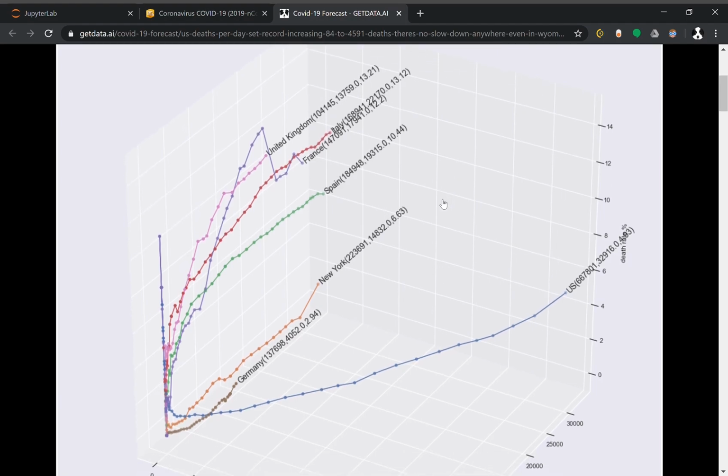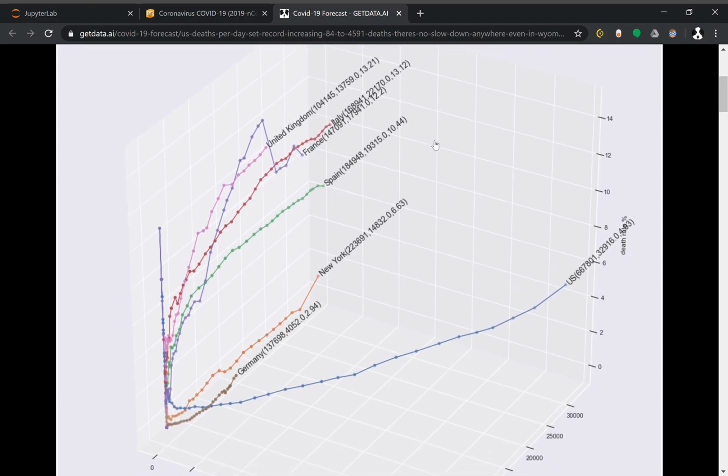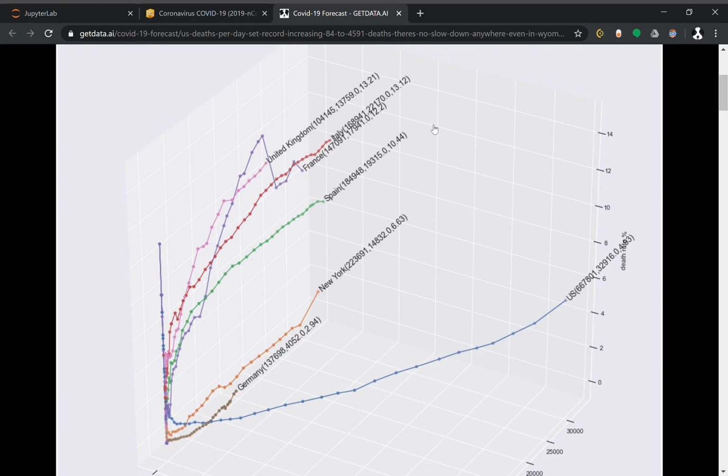So now let's look at the UK, right? So the UK has 104,145 infections, 13,759 deaths, right? And 13.21% death rate. Death rate is defined as the amount of people who have died divided by the amount of people who are infected. And specifically, the people who died have been tested for COVID, right?